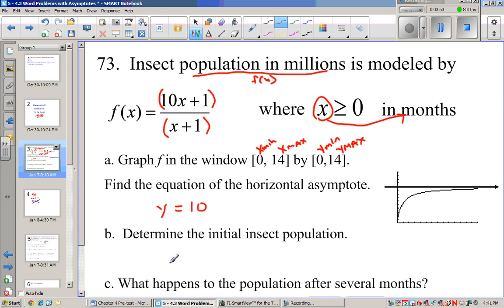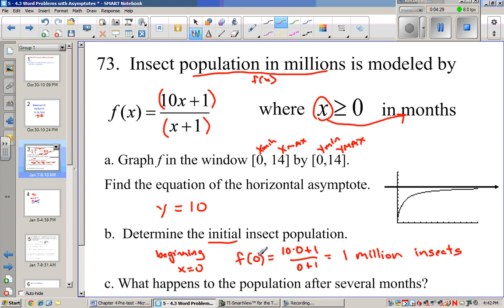All right, we're ready for part B. It says determine the initial insect population. Well, initial would be the beginning, and the beginning is when x equals 0. So we're going to plug it in there. f of 0 equals 10 times 0 plus 1 over 0 plus 1, and we get 1. For a moment you might think, wait a second, how can I go from one insect and increase in population? But then I go up here and see my units, and I see, oh, it's 1 million insects. So my initial population was 1 million insects.